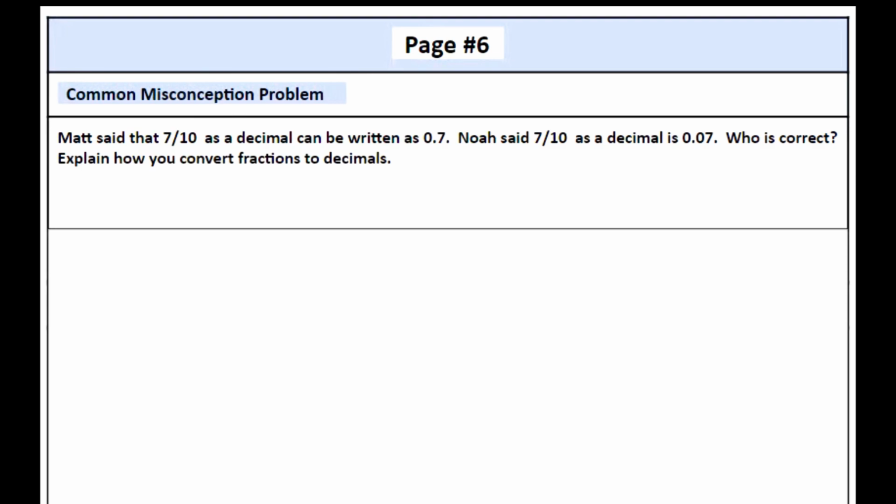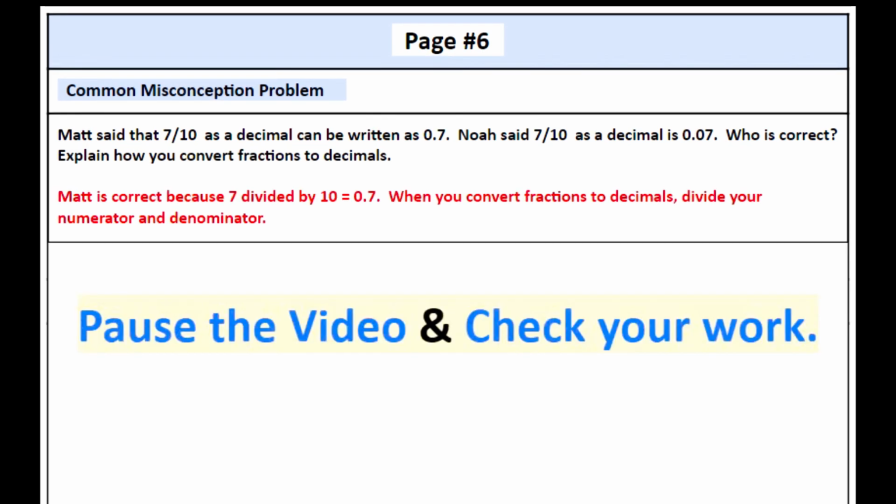Let's take a look at our common misconception problem on page 6. Matt said that 7/10 as a decimal can be written as 0.7. Noah said 7/10 as a decimal is 0.07. Who is correct? Explain how you convert fractions to decimals. Let's go ahead and check our work. The correct answer is Matt is correct because 7 divided by 10 equals 0.7. When you convert fractions to decimals, divide your numerator by your denominator. So pause the video, check your work here, and then come back to the video.